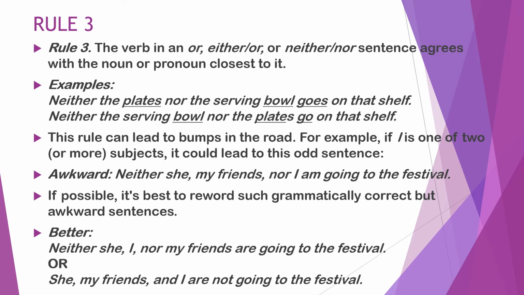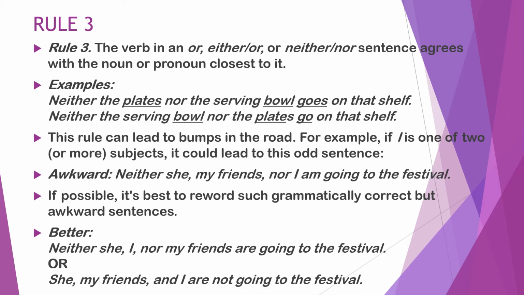If possible, it's best to reword such grammatically correct but awkward sentences. Neither she, comma, I, nor my friends. Okay? Are is near to friends, so therefore it becomes plural. All right? She, my friends, and I are not going to the festival. Try to do the first one. It's clearer because I don't think you say I are. So try to arrange the sentence grammatically so it's within your capacity to analyze.